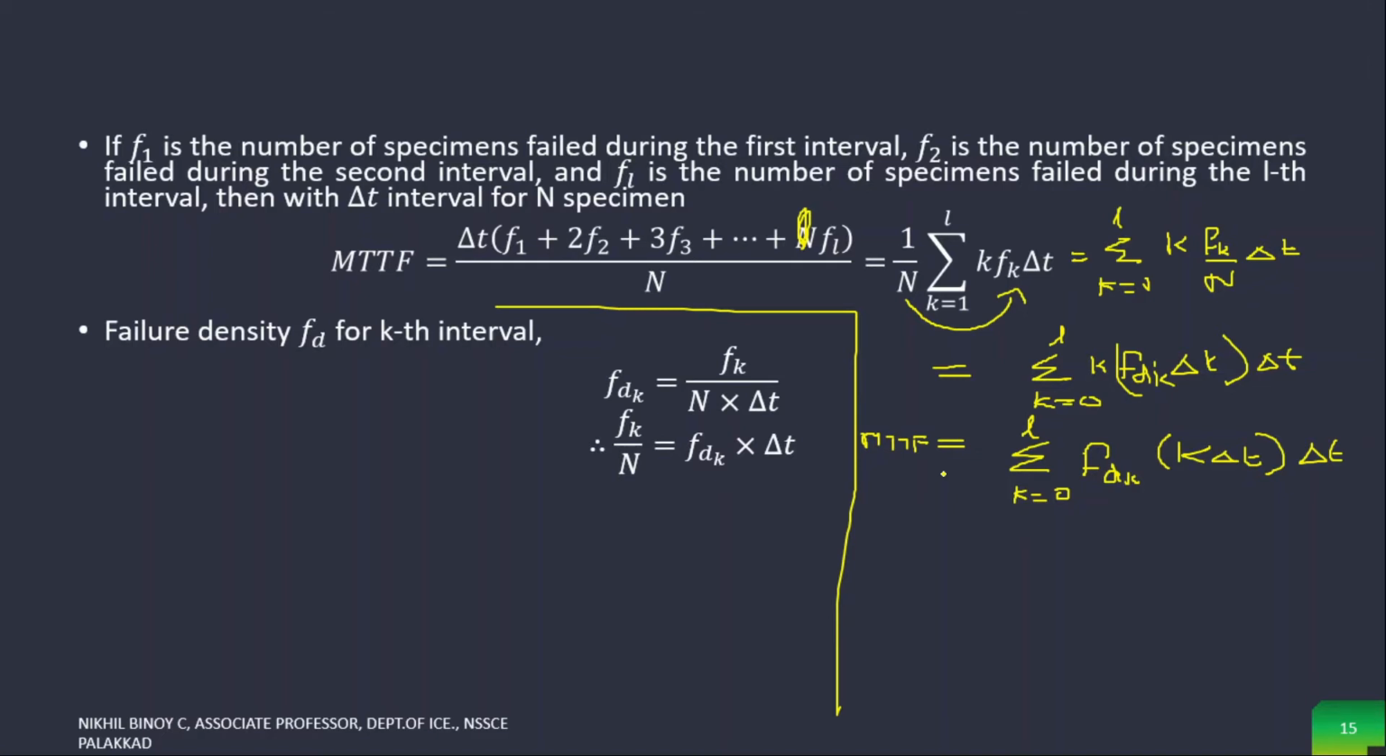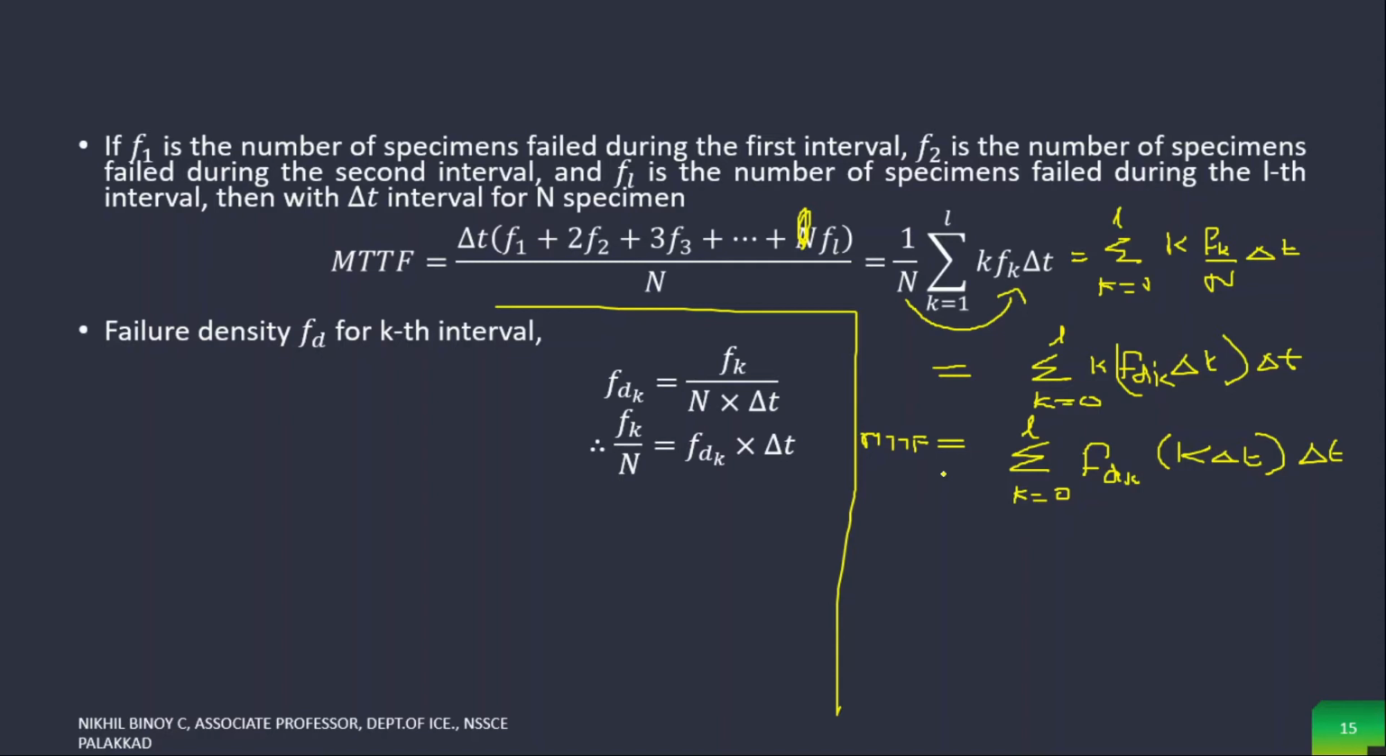What is k into delta T? If k is the interval number and delta T is the length of interval, then k into delta T is nothing but time. Am I correct? Yes. If k is the interval number and delta T is the length of interval, then k into delta T is the time. But I can't write it, I can replace k into delta T with T here.